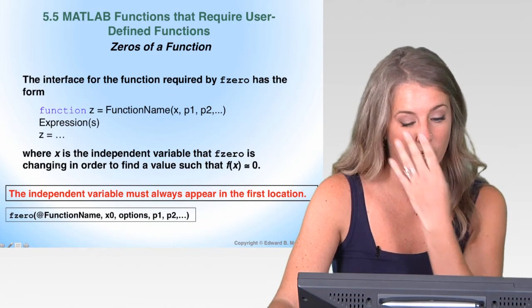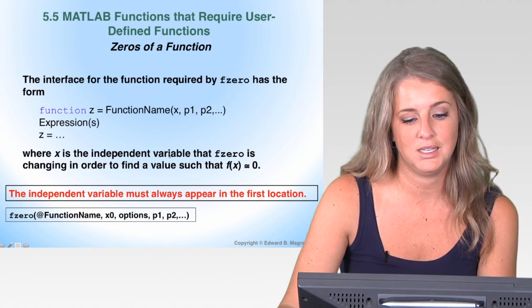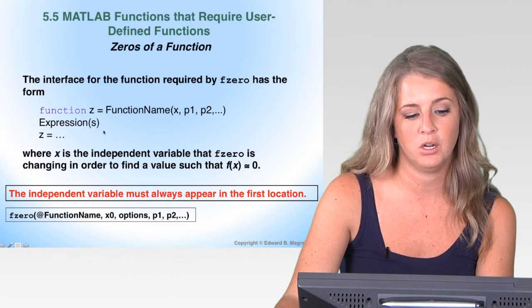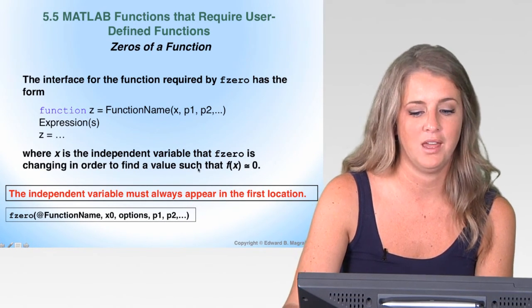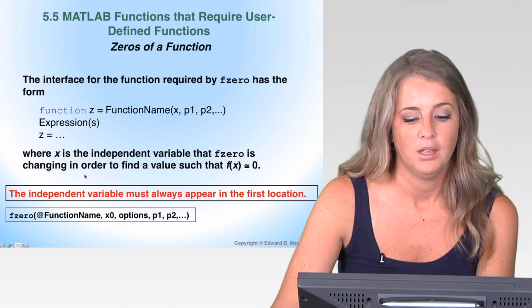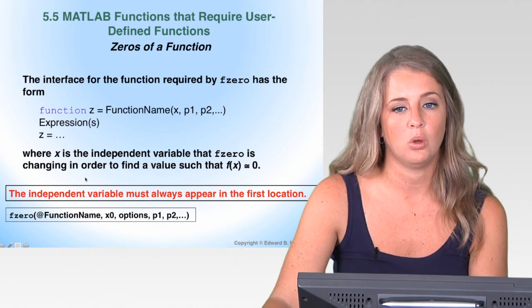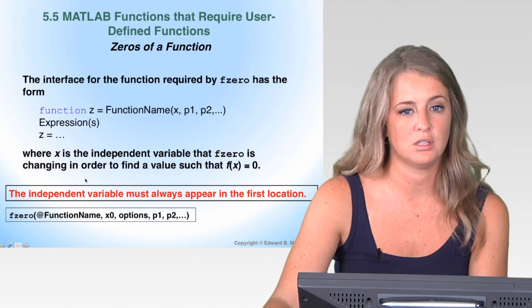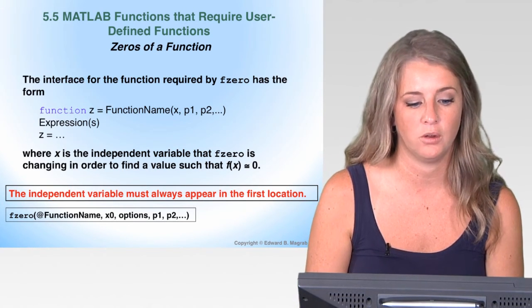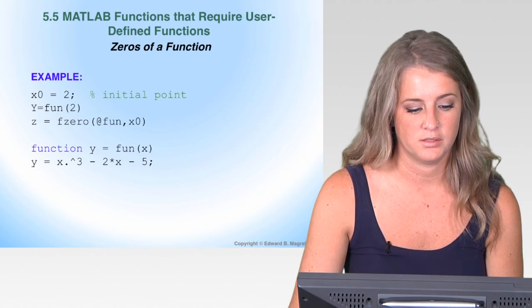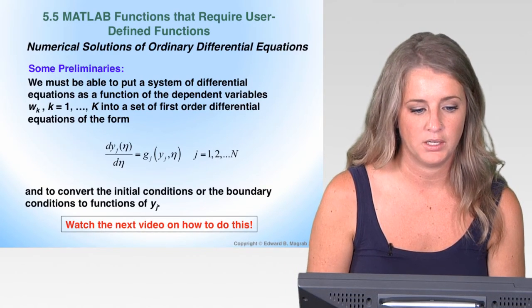So what your f of x is, where x is the independent variable that f0 is changing in order to find a value such that f of x is approximately 0. The independent variable must always appear in the first location. That's really important that you make note of that when using the f0. So here's an example that I will go through in the next video.